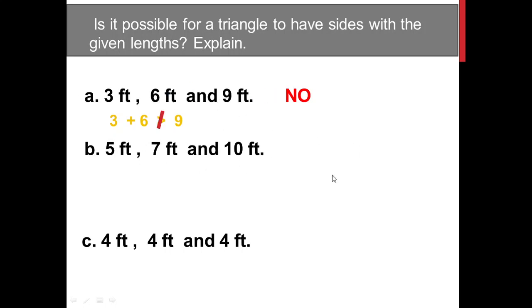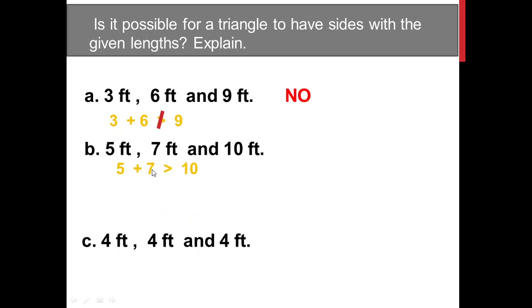How about letter B? You have 5, 7, and 10. Do you think these dimensions would make a triangle? Go ahead and pause the video and try to check it yourself. Do you have it? Is your answer yes? Let's check.